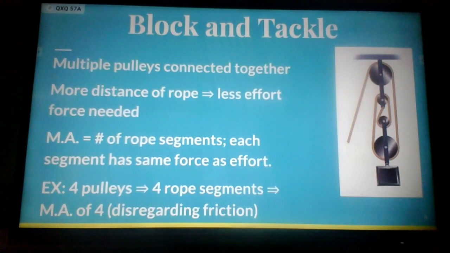Now what if we used 6 pulleys and 6 ropes, and it could be 3 up top, 3 on bottom as well? Well, that would be a mechanical advantage of 6. So if we used 100 newtons of effort force, we could lift as much as 600 newtons of weight. The more pulleys we use, the bigger the mechanical advantage.